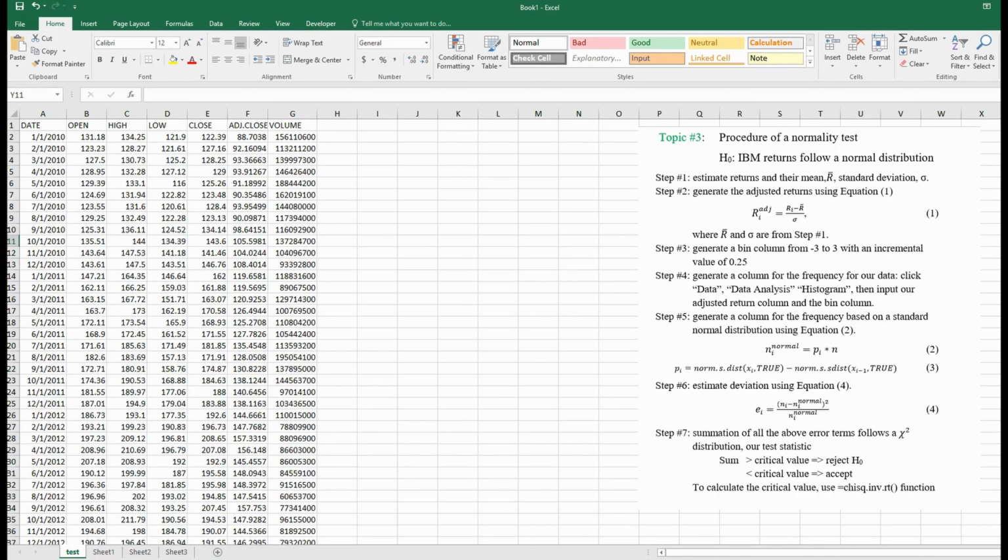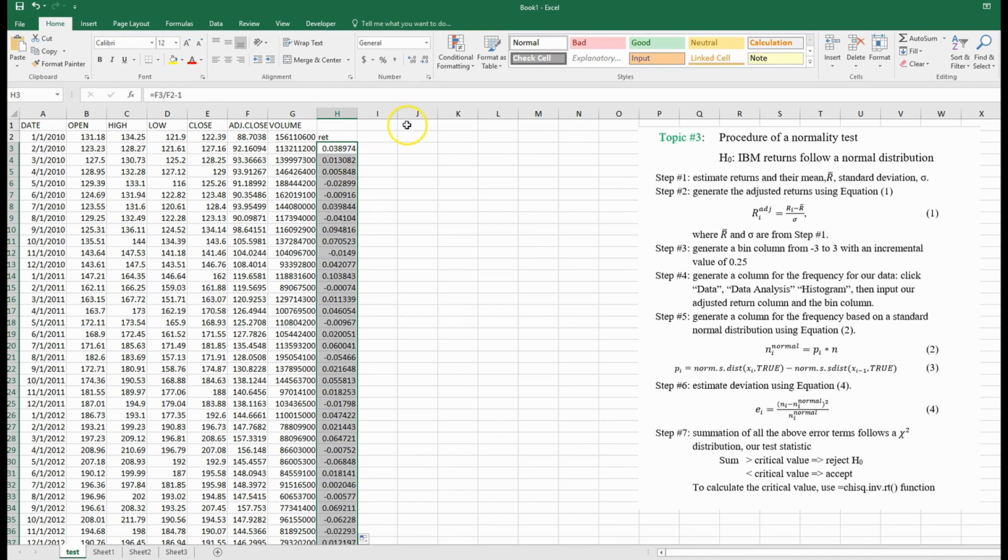Now we have the data. Let's conduct the test. The first step is to estimate return and their mean and standard deviation. Let's call it return here. Return will be the closing price this month divided by the adjusted closing price of the previous month, minus 1. We copy and paste.